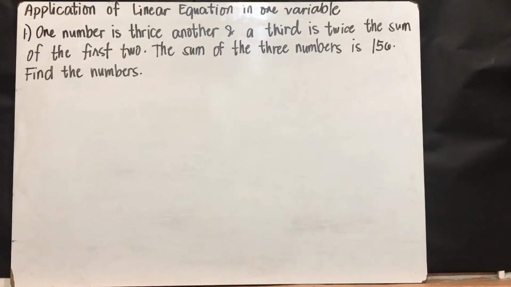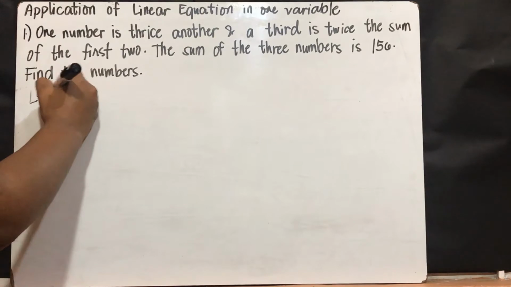One number is thrice another, and a third is twice the sum of the first two. The sum of the three numbers is 156. Find the numbers. So, first step na gagawin natin is to determine the unknown, the given and the unknown. So, yung mga unknown na yon, mag-designate tayo ng variables.